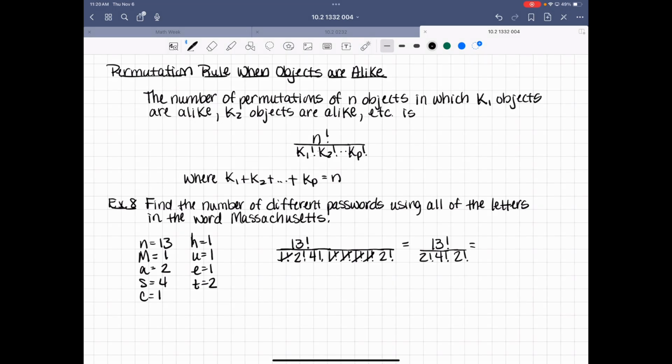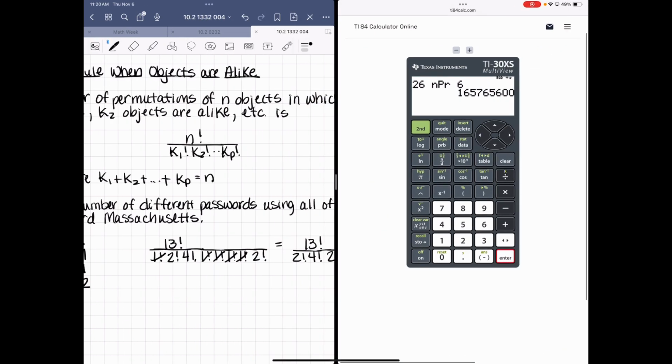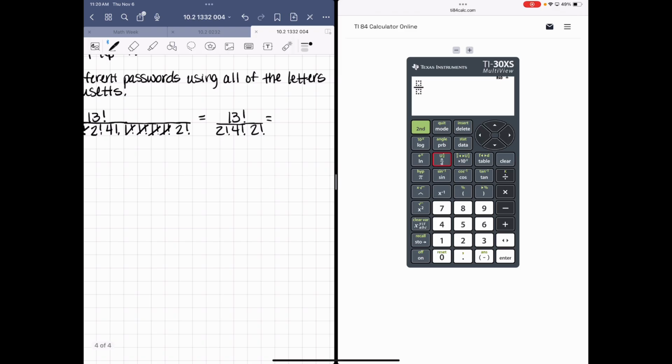You can put that in the calculator. You're going to want to put that in the calculator. If I go over here, I do a split, that's going to give me, let's look, I'm going to stack them, 13 factorial, over 2 factorial, 4 factorial, and 2 factorial.